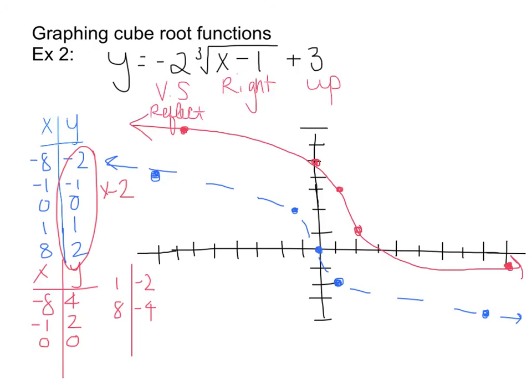Now we're going to add the domain and the range. Since this is a cube root function, you don't even have to think. The domain is all real numbers and the range is all real numbers because the arrows are never going to stop it from growing up and out.